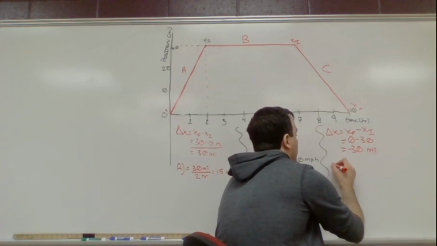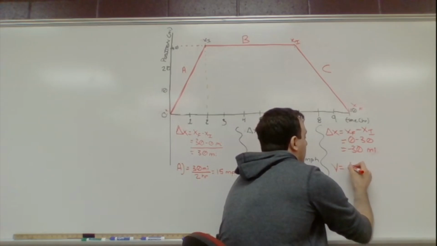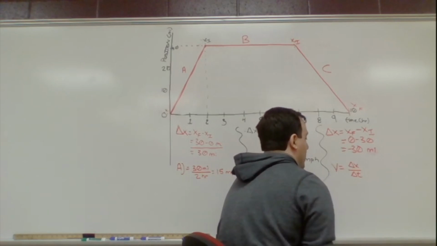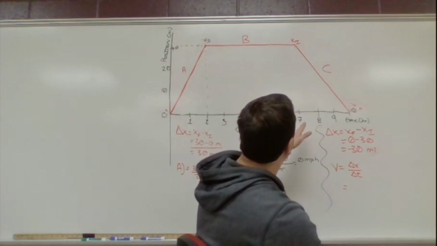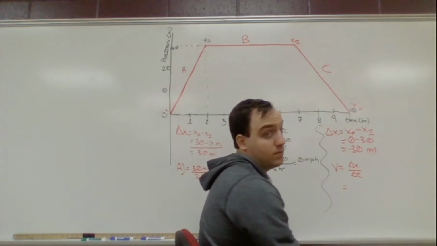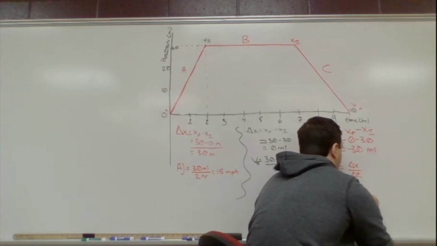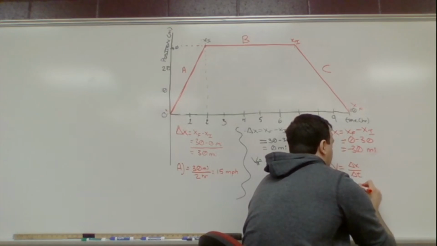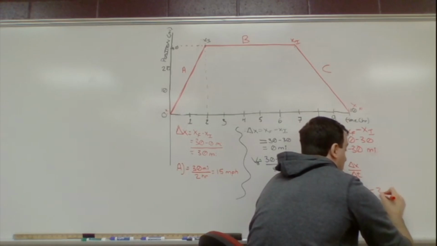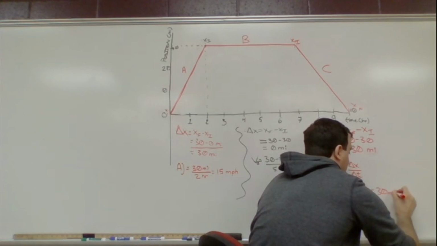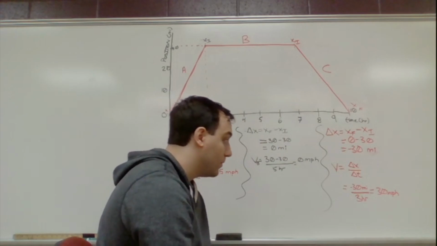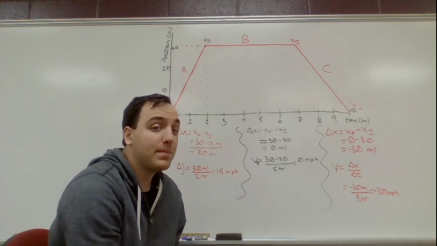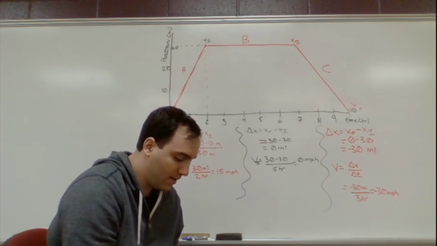My velocity is still my displacement over time. In this case, it takes me 1, 2, 3 hours to get home, and I went 30 miles. That is 30 miles per hour. That is negative 30 miles per hour. Again, my direction is negative.